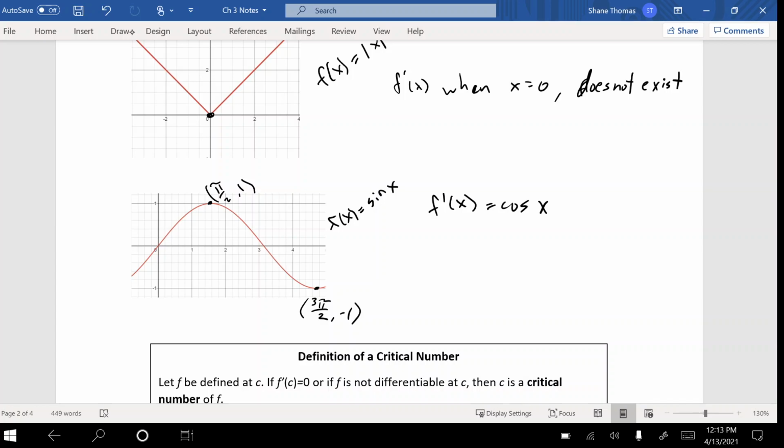So we need to check out 2 points. I need to find f prime of pi over 2, and I need to find f prime of 3 pi over 2. So then this is going to be the cosine of pi over 2. Do you guys remember what the cosine of pi over 2 is? 0. Over here, the cosine of 3 pi over 2. What do you think that's going to be? 0.